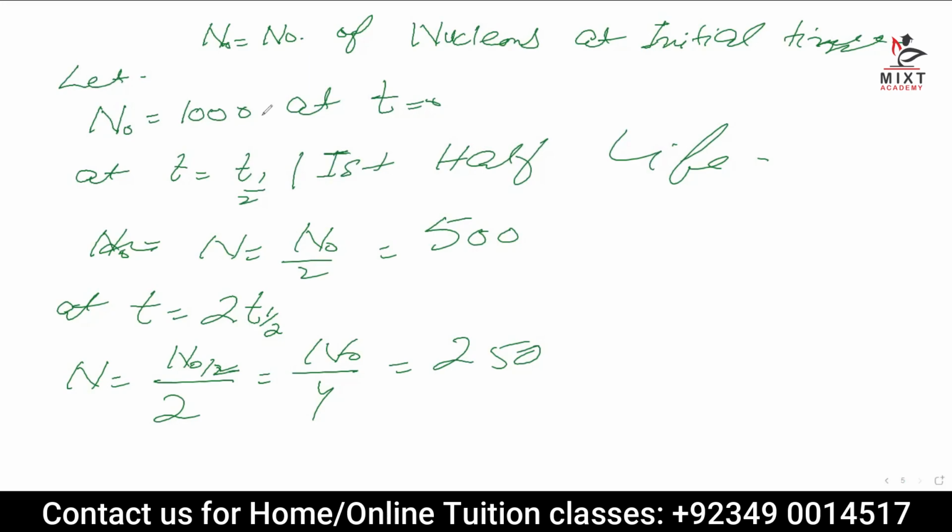Students, do you understand this concept? Yes, sir. And sir, over here, can I use this one? What is this and this? These are just the names. N is the number of undecayed nuclei remaining. N naught is the initial number, and N is the number of undecayed nuclei that remain.